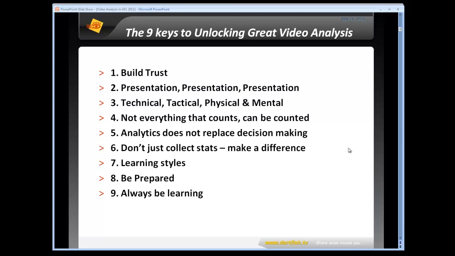Number six I've got there, don't just collect the stats, make a difference. And I just can't stress this highly enough. I don't know how many times I've been shown coaches who have pages and pages and pages of information on a game. And while the information is interesting, I often wonder whether or not that information is actually useful. There's no point collecting information for the sake of it. You've got to start from a point of view, and it's starting with the end in mind. What is it that I'm really wanting to tell the story of with this information? And that'll help you to only collect stuff that is important to you.